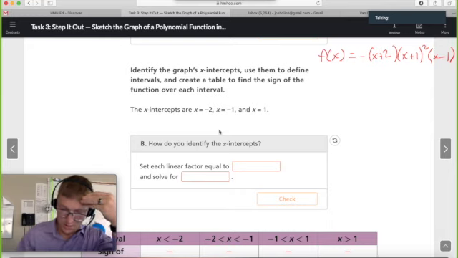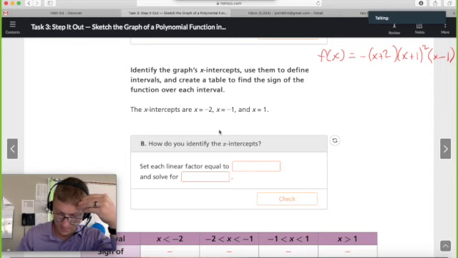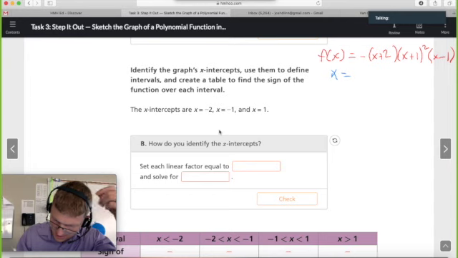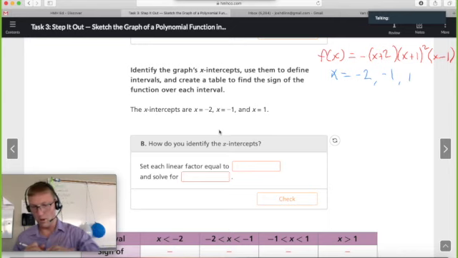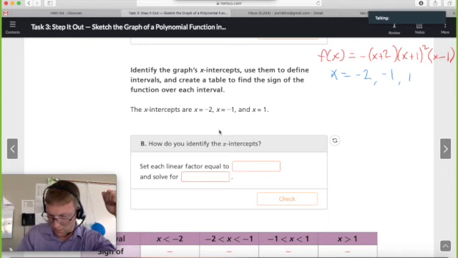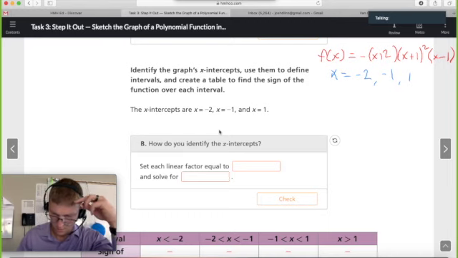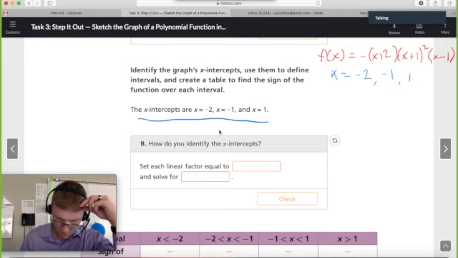So here, I'm going to skip a couple of steps. Hopefully you can follow along, but I can see that we have an x-intercept. Let's make this work. X-intercept at -2, -1, and 1. So that's when this guy equals 0, when this guy equals 0, when this guy equals 0. Okay? Cool. So that's also what they got. So that's good to know.